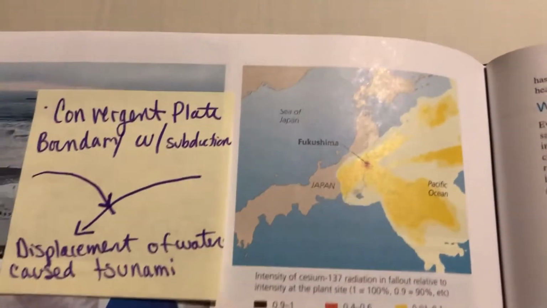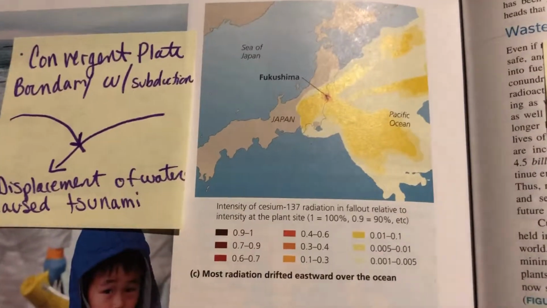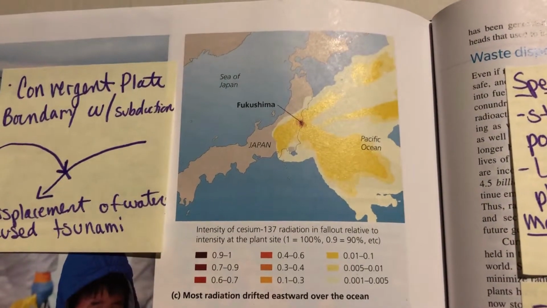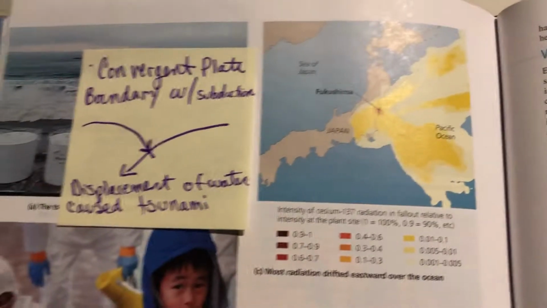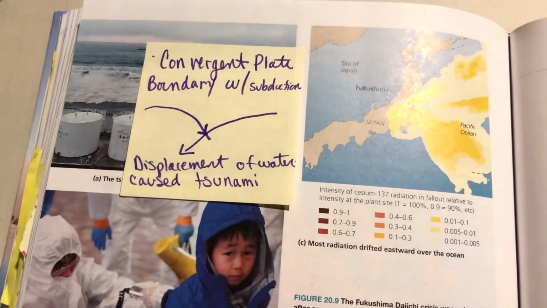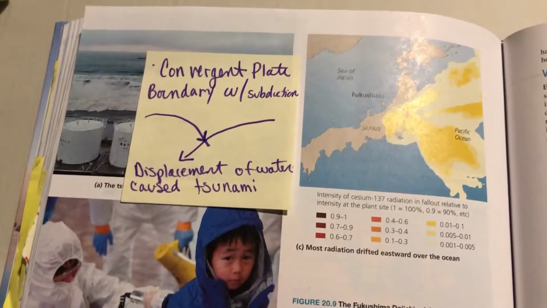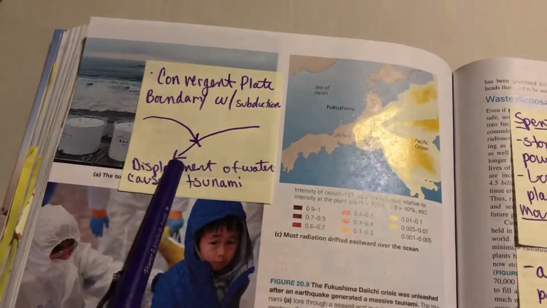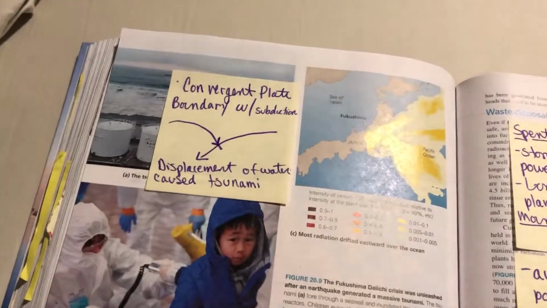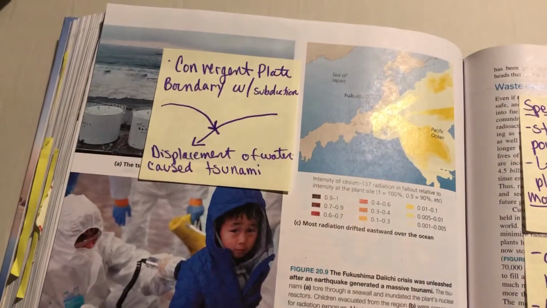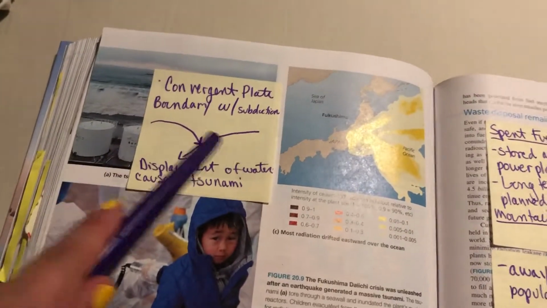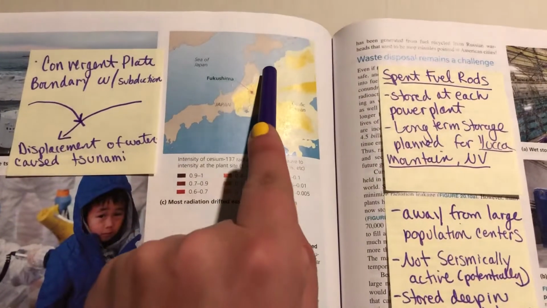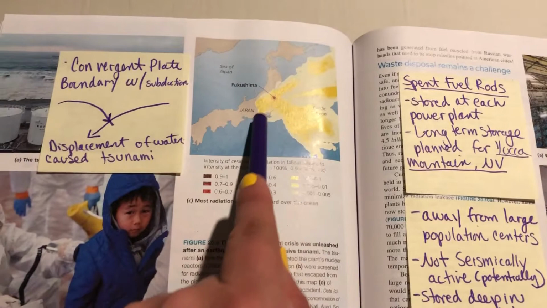So here's a map of Fukushima and its radiation fallout. As you can see, for the most part, it went eastward over the ocean. And just a recap from earlier this year, this happened because of a convergent plate boundary with subduction. And this is what caused the displacement of water, aka the tsunami, to form. So first you had an earthquake, and then because of displacement, you had a tsunami. And the boundary happened somewhere right around here.